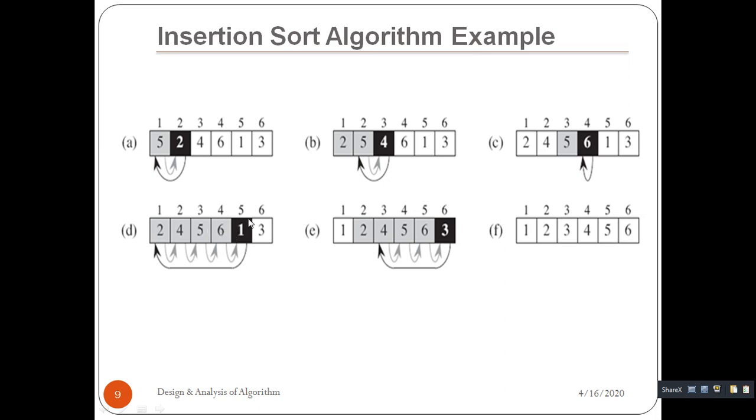Next you move to index 5. The element is 1, and try to insert it at its proper position. So 2 4 5 6 1 should become 1 2 4 5 6. Then go to the last index position 6. The element is 3. Try to insert it at its proper position by considering the whole list. So it should be 1 2 3 and so on. This is how an insertion sort works.